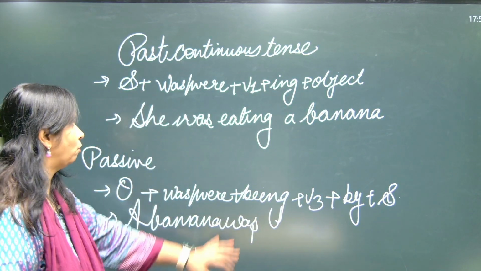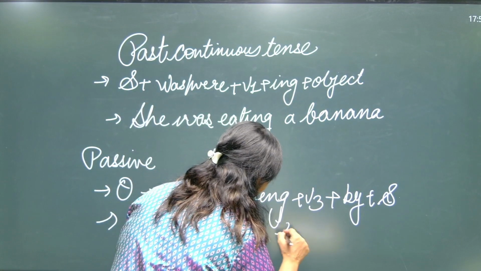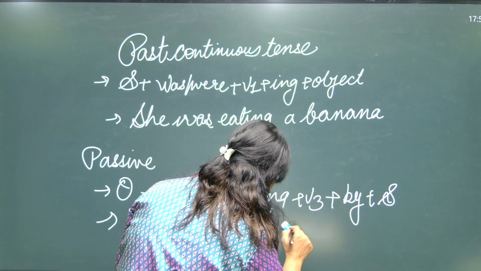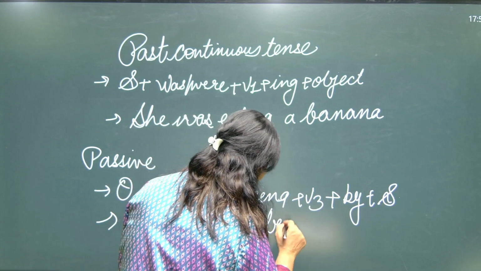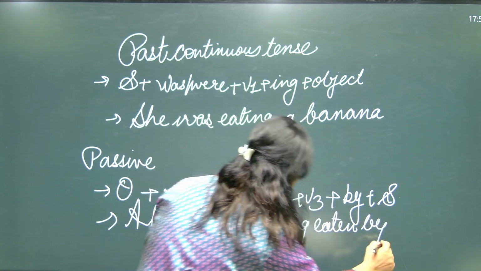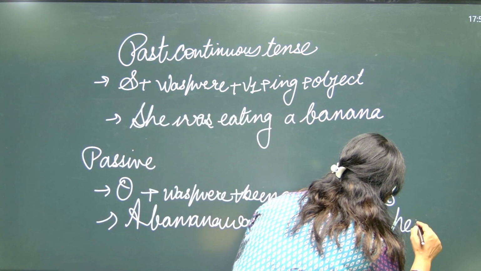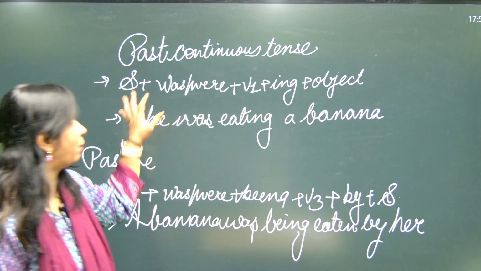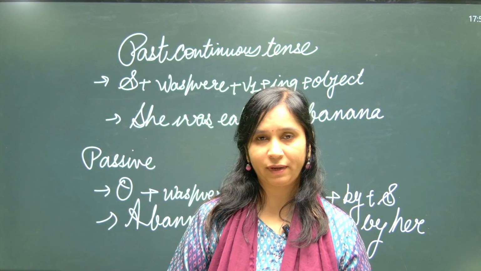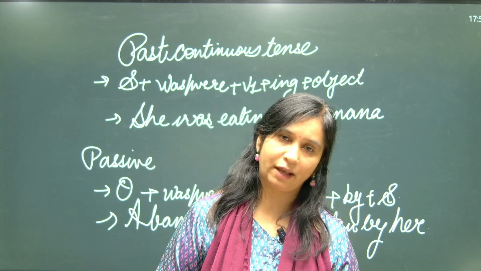Now what is the third form of eating here? We will write eaten. Was being eaten, sorry, was being. As I said, we have to use here being eaten by her. So she changes to her. This is the format for past continuous tense. So we have learned here 4 tenses, how to change them: simple present tense, present continuous tense, simple past tense, and past continuous tense.